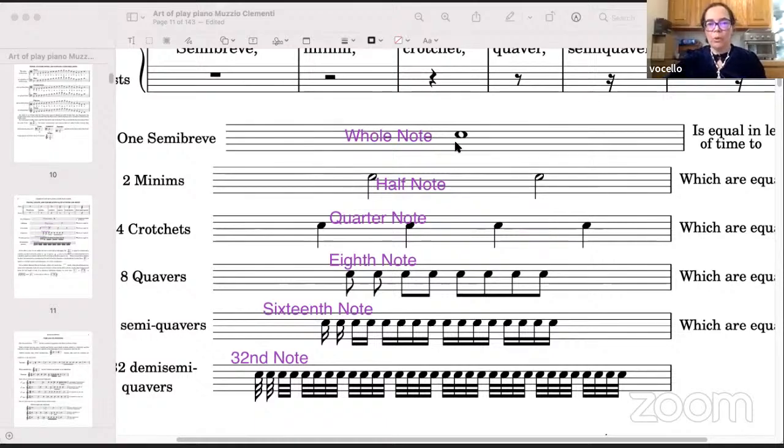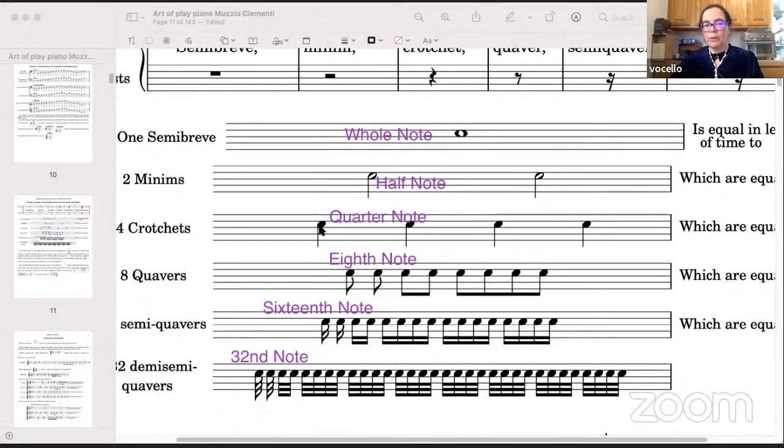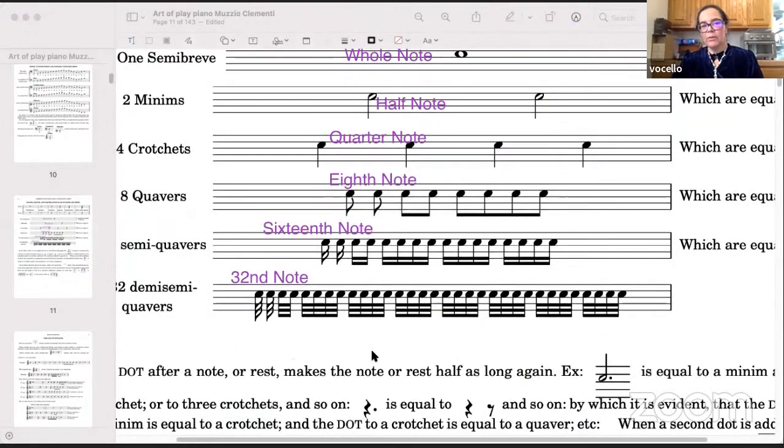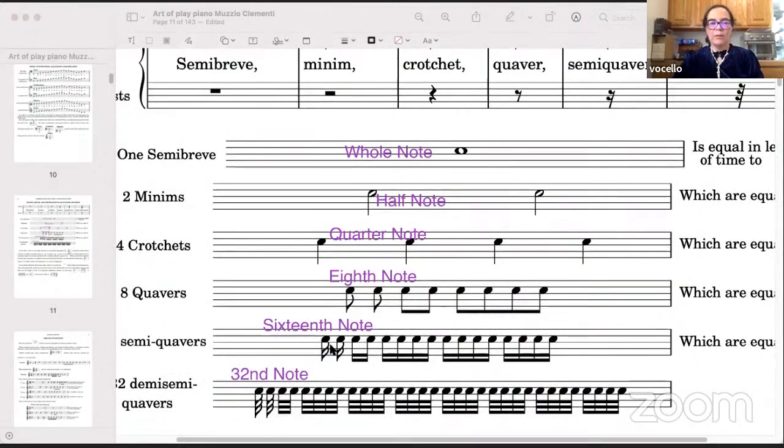So here is the whole note. One whole note is equal to 2 half notes. It's equal also to 4 quarter notes, 8 eighth notes, 16 16th notes, 32 32nd notes, 64 64th notes, which I don't have here, and 128 128th notes. But you are going to work until the 16th note.